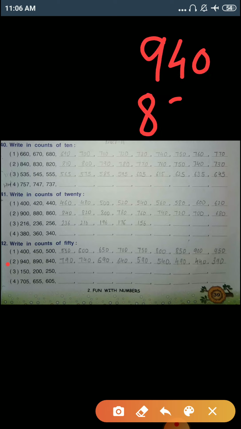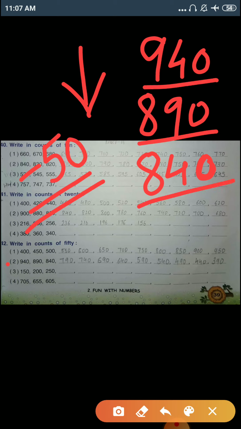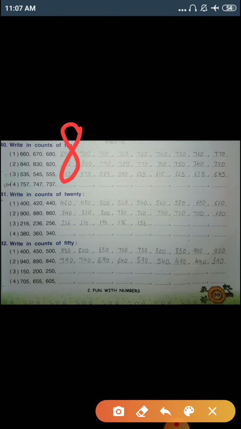Now question number 2. First we'll see the pattern of the question. 940, then 890, then 840. You can see that the number is in decreasing order. That means we have to subtract 50 from each number. So for finding out the next number, we are also going to subtract 50. That means 840 minus 50. Let's see. 840 minus 50.